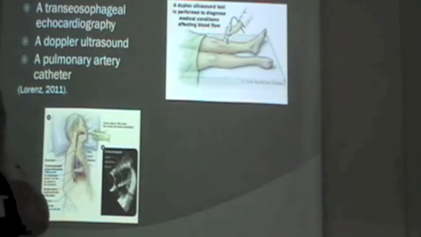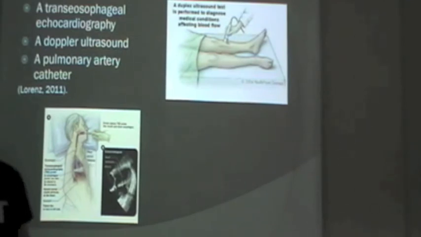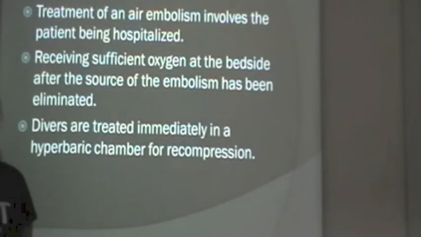Diagnosing an air embolism. This can be done by a transesophageal echocardiography, a Doppler ultrasound, a pulmonary artery catheter, or a CT scan can be used. Treatment involves hospitalisation, where the patient receives sufficient oxygen at the bedside after the source of embolism has been eliminated.